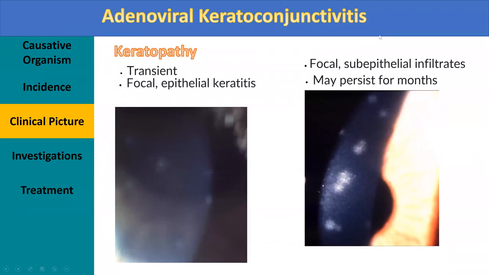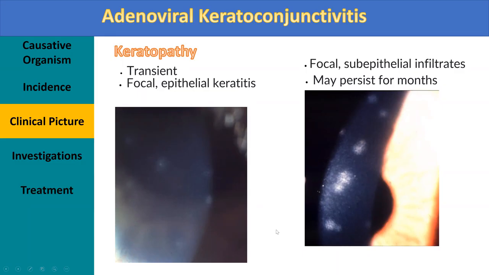So what about the keratopathy? How does the keratopathy manifest? It will present, starting by some transient focal epithelial keratitis like that. Later on, it will develop subepithelial infiltrates. So it will be multiple, punctate, spread all over the cornea, subepithelial infiltrates. This is one of the differential diagnoses of subepithelial infiltrates that we are going to discuss later on in the cornea. Okay, so it may persist for months and sometimes it can cause some visual degradation.